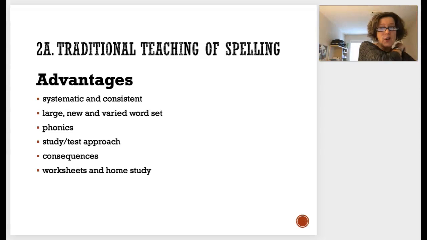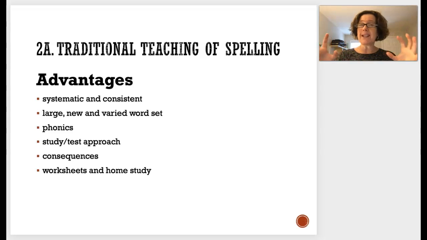So the advantages are it's systematic and consistent. Kids know the format, they know what's coming, and they know what's expected of them. Some kids thrive in that. Probably some of you thrived on spelling tests because you're like, yeah, I got this, I know what's coming. So there's definitely some advantage to that. It covers a large, new, and varied word set based on curriculum or literature for which the students are accountable, and it introduces to them new vocabulary.